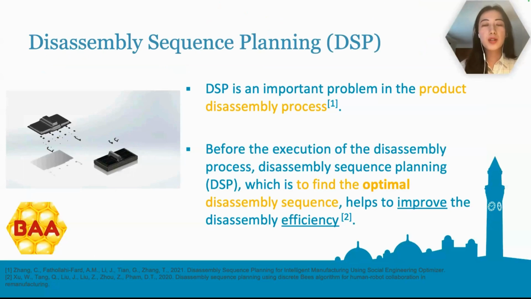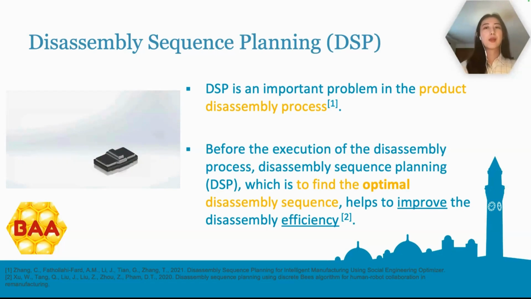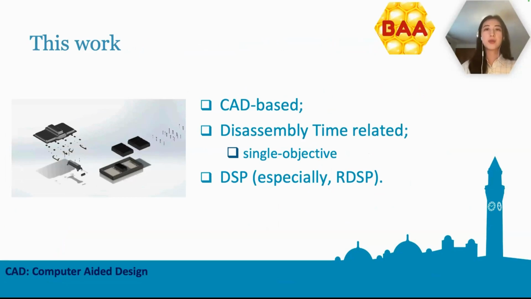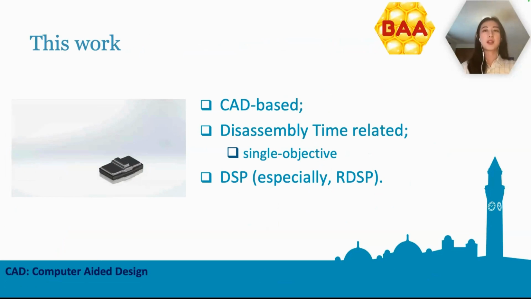So our research question is to solve the sequence planning problem in disassembly. Here I give you two of the problem descriptions that I got from the literature. One of them is that before the execution of the disassembly process, disassembly sequence planning is to find the optimal disassembly sequence, which helps to improve disassembly efficiency. In other words, in this work, we focus on the computer-aided design-based model using the total disassembly time as our single objective function fitness, to solve the DSP problem, especially the RDSP.